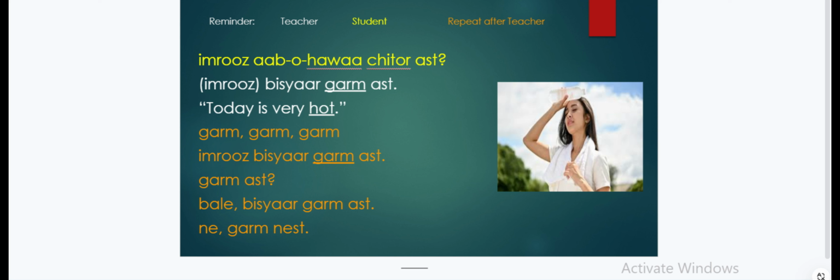So امروز آب و هوا چطور است? How is the weather? بسیار گرم است. It means امروز بسیار گرم است. It is very hot today. گرم means hot. امروز بسیار گرم است. Today it is very hot.